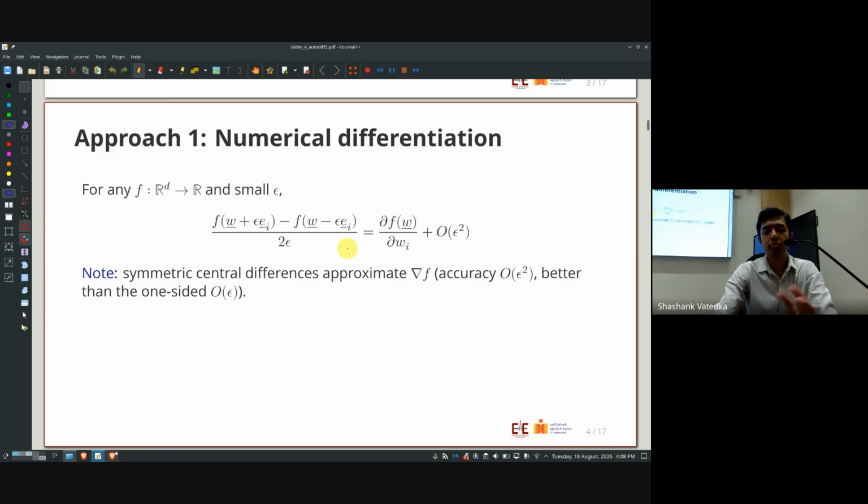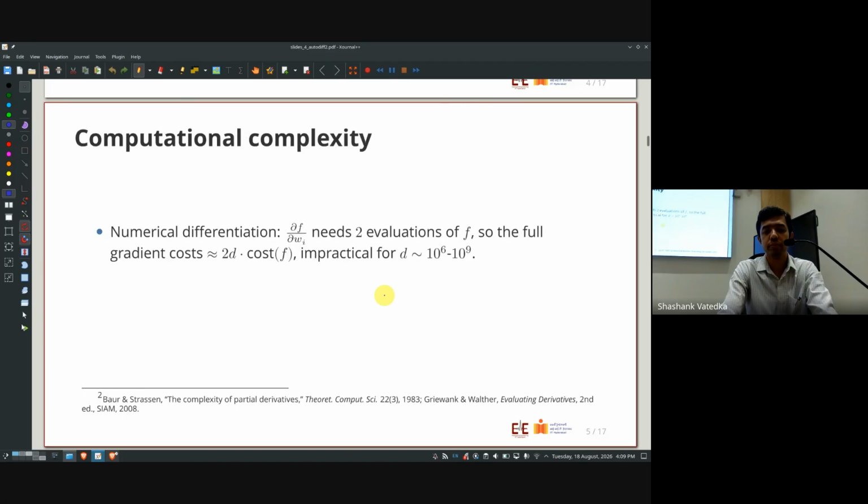As we saw, one canonical approach is to do numerical differentiation. You can just use these symmetric central differences, but unfortunately, these are computationally very intensive. Numerical differentiation with respect to one particular variable requires two evaluations of the function, which means that the total cost is roughly 2D times the cost of computing the function f, which is at least order d squared. So the question is, can we compute the gradient with complexity that is linear in D?